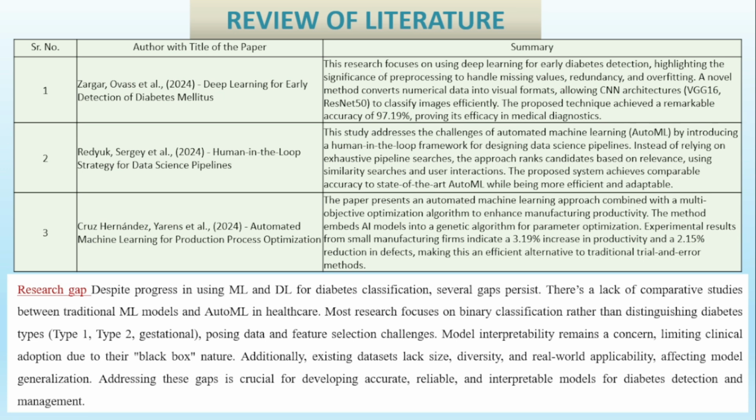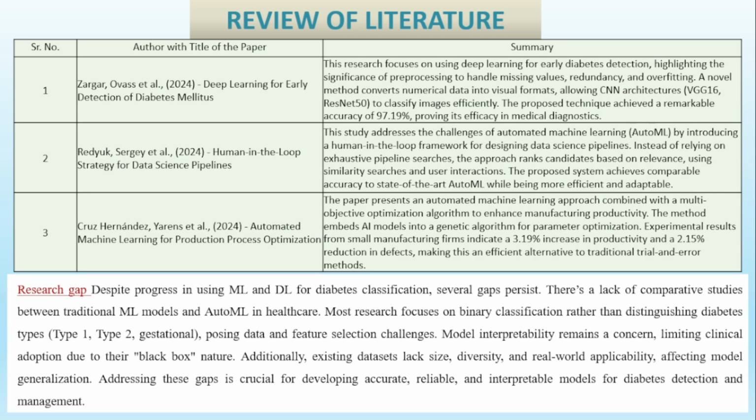Cruz Harned, Yaren, 2024. The paper presents an automated machine learning approach combined with a multi-objective optimization algorithm to enhance manufacturing productivity. The method embedded an AI model into a genetic algorithm for parameter optimization. The experiment result is that data from a small manufacturing firm indicated a 3.19% increase in productivity and a 2.15% reduction in defect making. This is an efficient alternative to traditional trial and error methods.